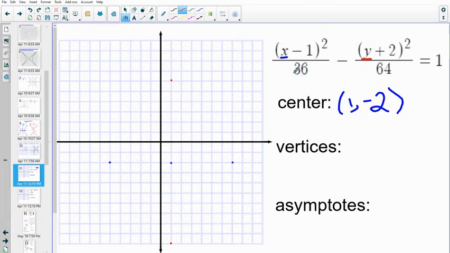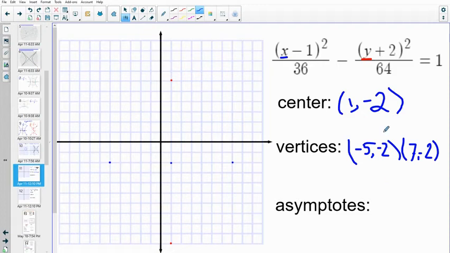And so which of these are vertices and which are covertices is determined by what comes first. I have an x coming first, x squared minus y squared form, which means my hyperbola is going to be opening to the left and to the right, which means these points are my vertices. One vertex over here, if I count it off by 6, must be -5, -2. And then the other one is 6 more than 1, so 7, -2. So those two are my vertices.